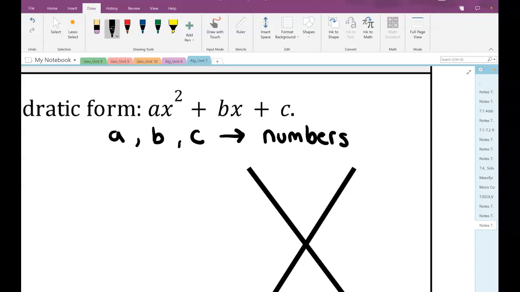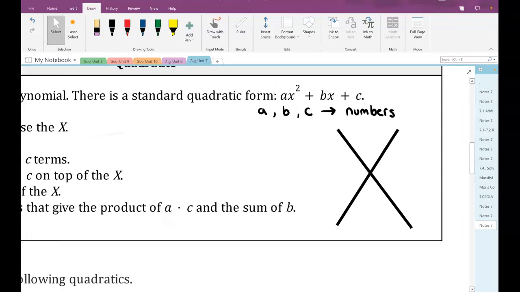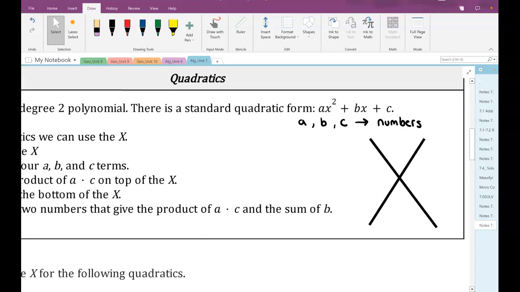To preface this, like I've been saying, we're building steps. So this is just another step, another tool in our back pocket that we're going to keep using as we move through the unit. And then like your unit test, you'll do everything that we've done in Unit 7 all together at once. So that'll be fun. So your steps to using your X, or you want to call it your magic X, some people call it.